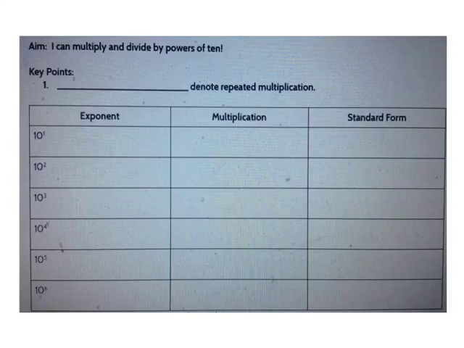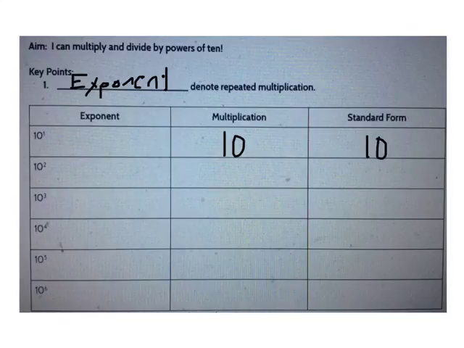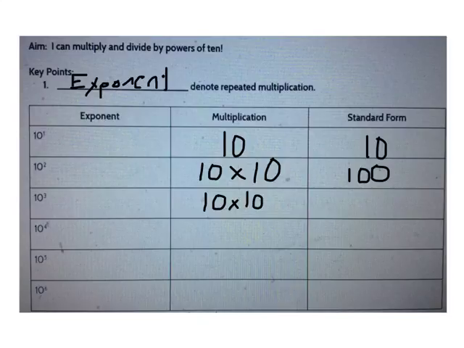Today we're going to talk about multiplying and dividing by powers of 10. Remember, a power or exponent denotes repeated multiplication of the same number. So 10 to the first power means I have 1 10, or just 10. 10 to the second power means I have 10 times 10. I have 2 10s multiplied together. That's 100.